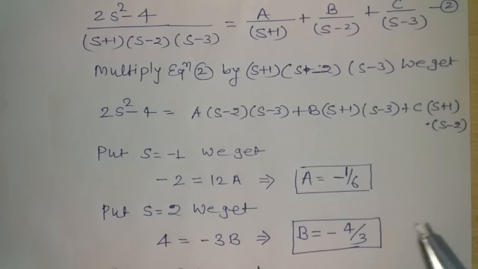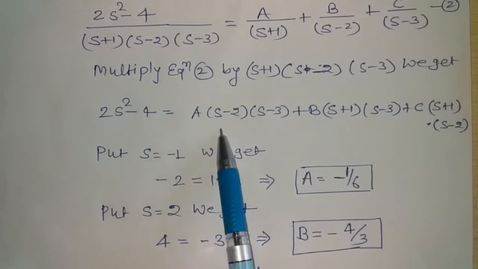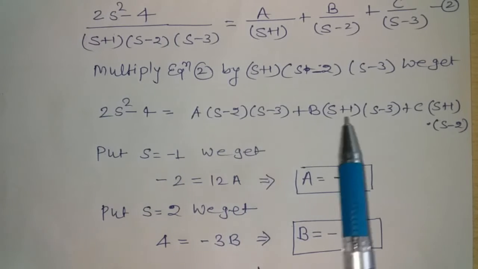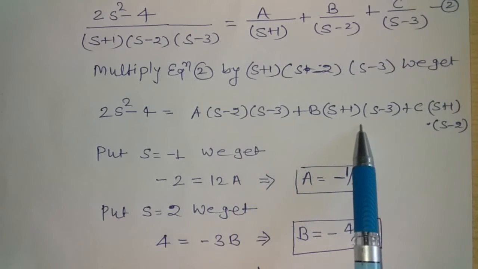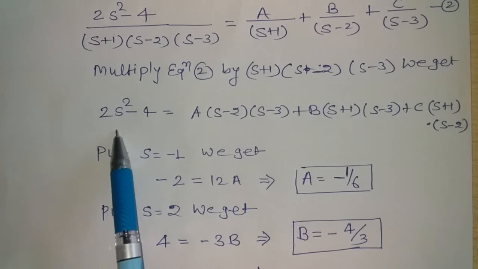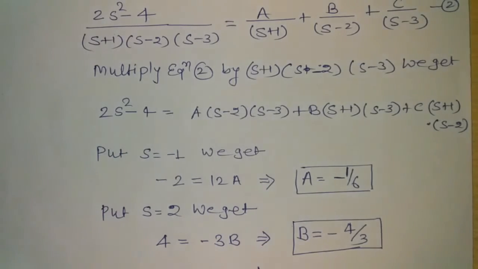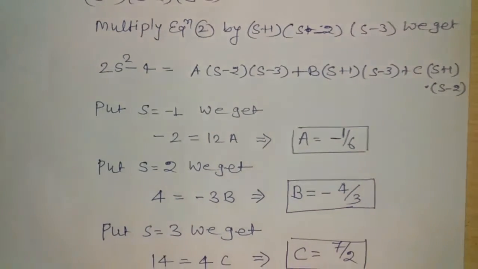Now we put s equal to 3, then these two expressions are also 0 when s equal to 3. On the left hand side, when we put s equal to 3, we get 9 into 2 is 18, 18 − 4 is 14.